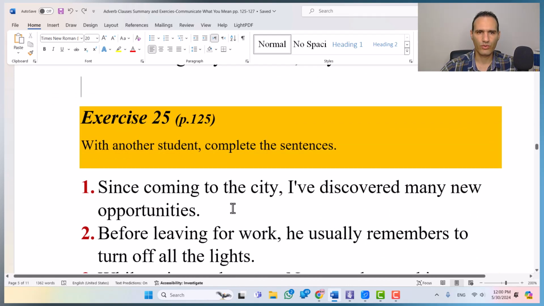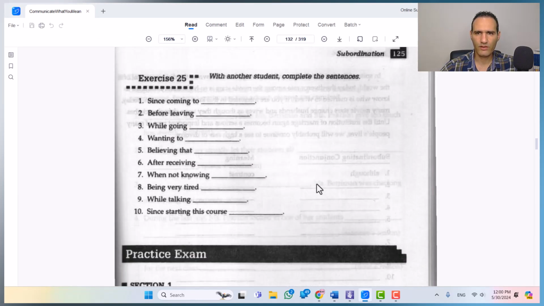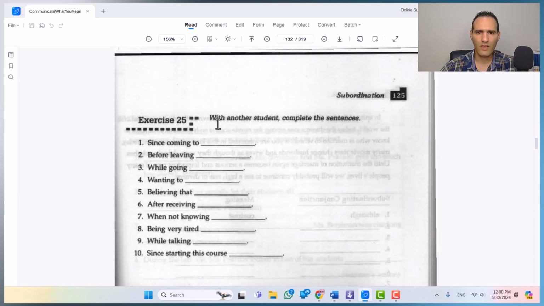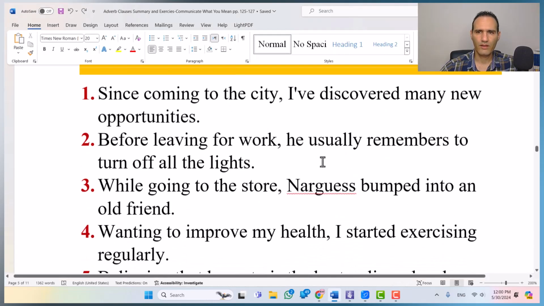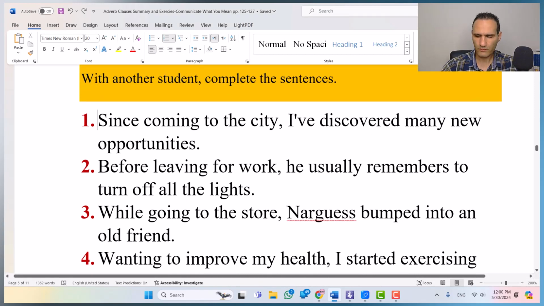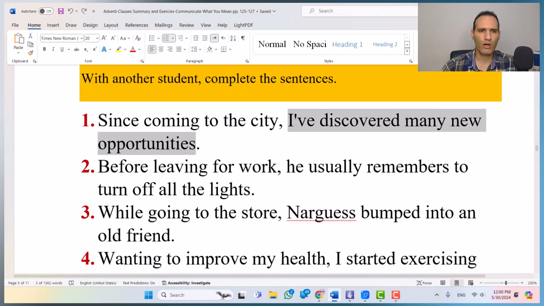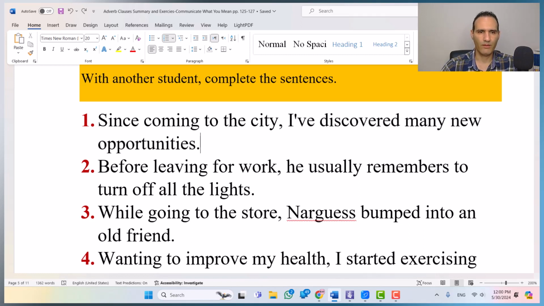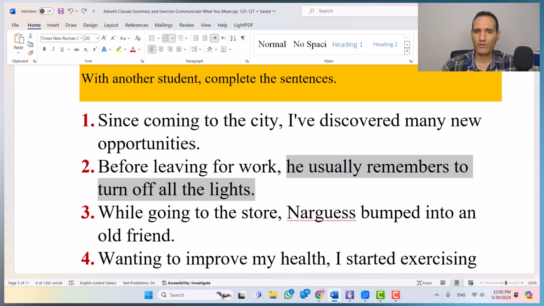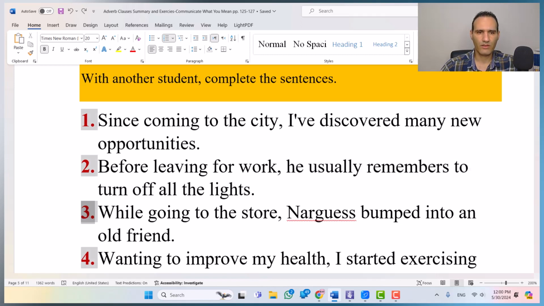Now, page 125, exercise 25 of the book. Here you see it says, complete the sentences. Okay, here I have provided the answers for you. Number 1. Since coming to the city, I've discovered many new opportunities. Number 2. Before leaving for work, he usually remembers to turn off all the lights. And you see, they are all reduced adverb clauses.